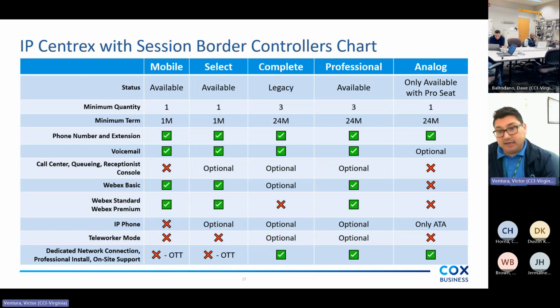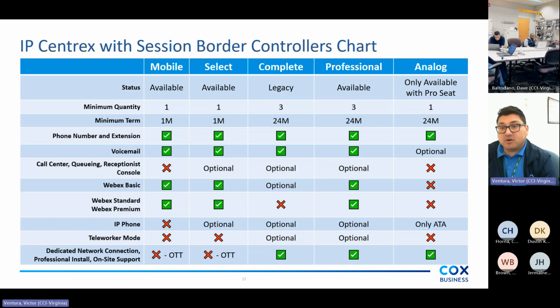A select seat, yes, that IP phone is optional, but they can run a select seat right off also their cell phone through an app. Both mobile and select, they run over the top. I mean, they can have their own individual network that they connect.